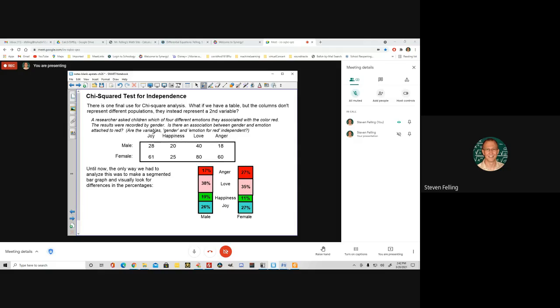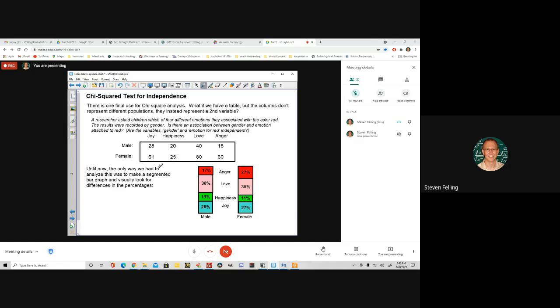What if the columns, like maybe we have gender here, we're going to just go with 2 genders, male and female. And remember we had this question way earlier on, actually in Unit 1, way back at the beginning of the year. A researcher asked children which of 4 different emotions they associated with the color red. The results were recorded by gender, male and female. Is there an association between gender and emotion attached to red? In other words, are the variables gender and emotion for red considered independent of each other? And we did this way before. We said, well, we can have these counts of how many kids pick joy, happiness, love, or anger in the males and the females as being what red means.